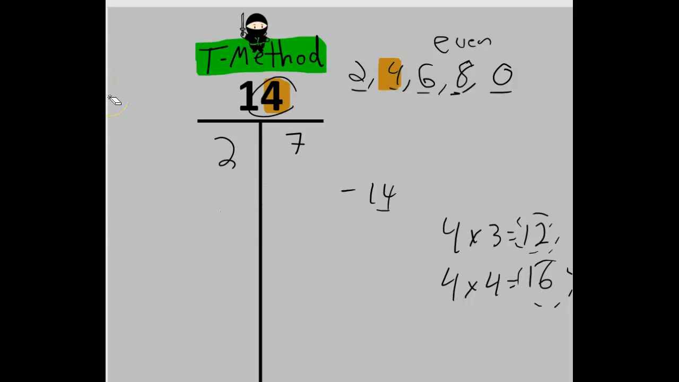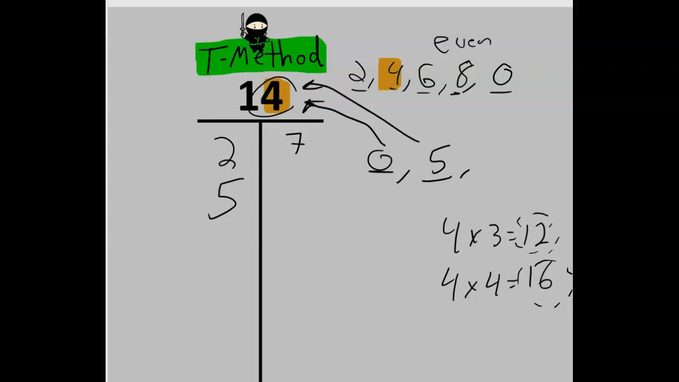What about 5? No, because the only way 5 would work is if the last digit were a 0 or a 5. And here this is a 4, not a 0 or a 5. So 5's not going to work.